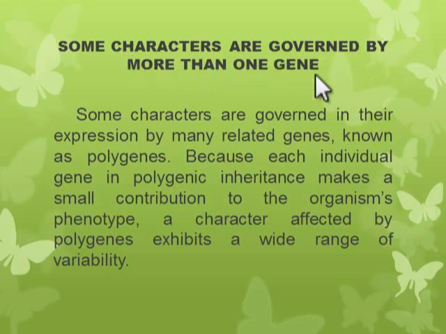Some characters are governed by more than one gene. So let us define this statement. Some characters are governed in their expression by many related genes known as polygenes. Because each individual gene in polygenic inheritance makes a small contribution to the organism's phenotype, a character affected by polygenes exhibits a wide range of variability. So from the word itself, poly meaning more than, it is composed of more than one gene.